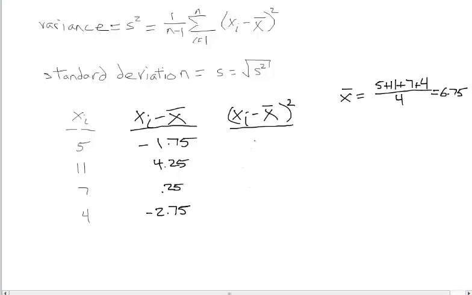And now we want to square each of these. And I rounded these numbers to 3 digits past the decimal. So here, negative 1.75 squared is 3.062. And 4.25 squared is 18.062. 0.25 squared is just 0.0625. And negative 2.75 squared is 7.563.